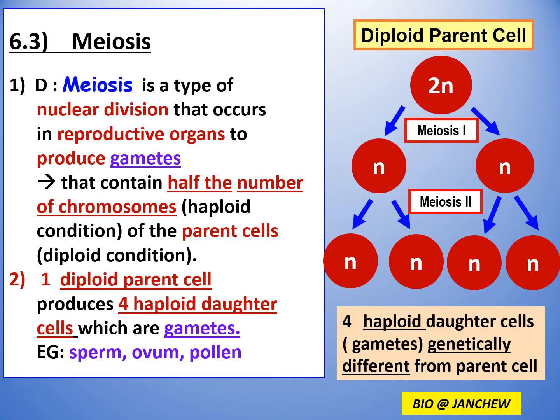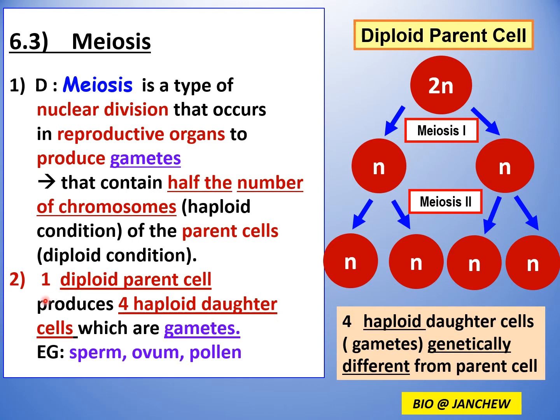What is the definition for meiosis? Meiosis is a type of nuclear division that occurs in reproductive organs to produce gametes, which are reproductive cells. And these gametes or reproductive cells contain half the number of chromosomes of the parent cells. So the gametes are said to be in haploid condition, as they have only half the number of chromosomes as that of the parent cells, which are said to be in diploid condition.